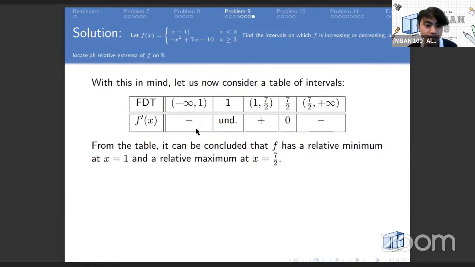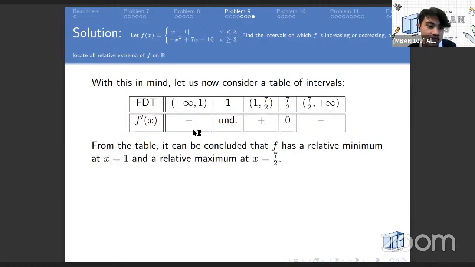Pag equal naman sa 1, ang sign ng ating first derivative is undefined. Sa ating interval naman na 1 to 7 halves, ang sign ng ating derivative is positive. When x equals 7 halves naman, ang sign ng ating derivative ay 0. Sa ating interval naman na 7 halves to positive infinity, ang sign ng ating derivative is negative. So, from the table, it can be concluded that f has a relative minimum at x equals 1.